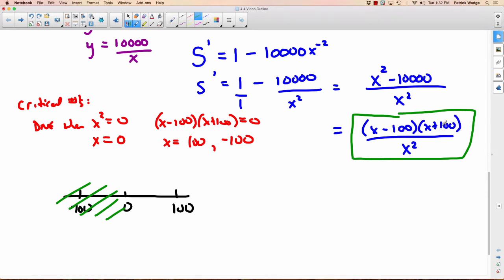3 plus 100, that's positive. Negative times positive is negative. Remember the bottom was positive, so negative divided by positive is negative. So this is negative, which means our function would be decreasing here.